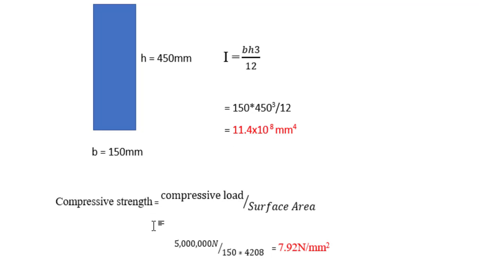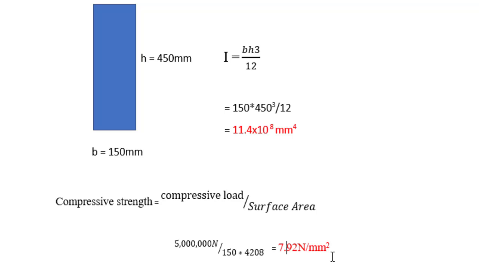Also, the load carrying capacity is the compressive load divided by the surface area. So that is the 5,000 kilonewton load divided by the surface area. We will arrive at 7.92 newton per mm squared. So this is going to be the load carrying capacity for that cross section. Now that the parameters have been established, we will make the comparison, and then we can go ahead with the conclusion.